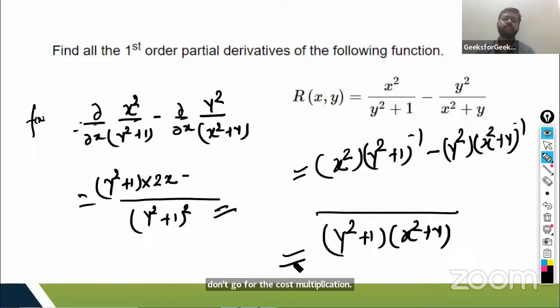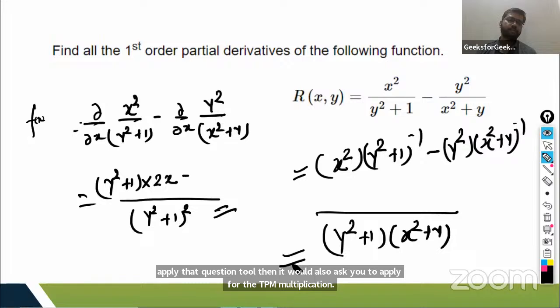First, it will ask you to apply the quotient rule. Then it will also ask you to apply the product rule for the multiplication. So that will be very difficult.